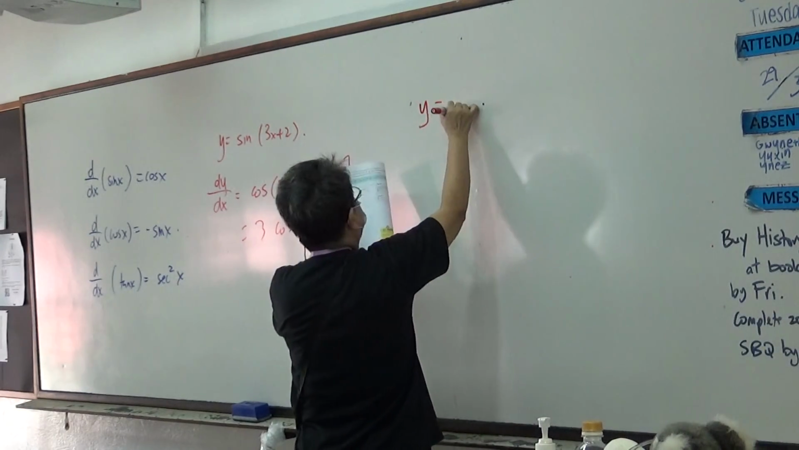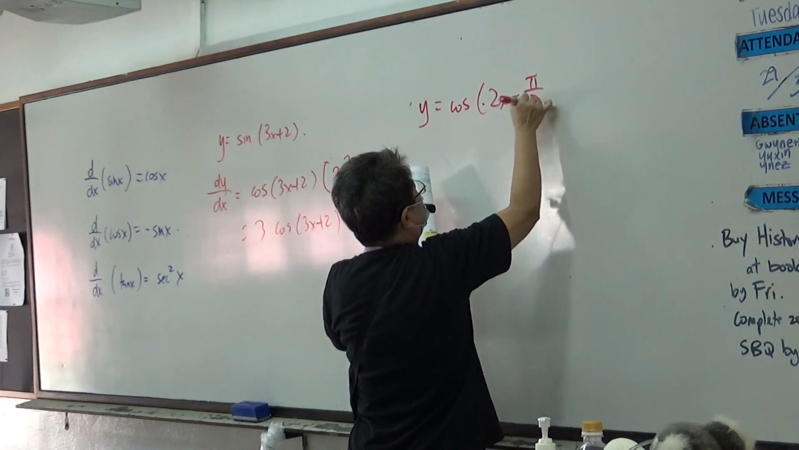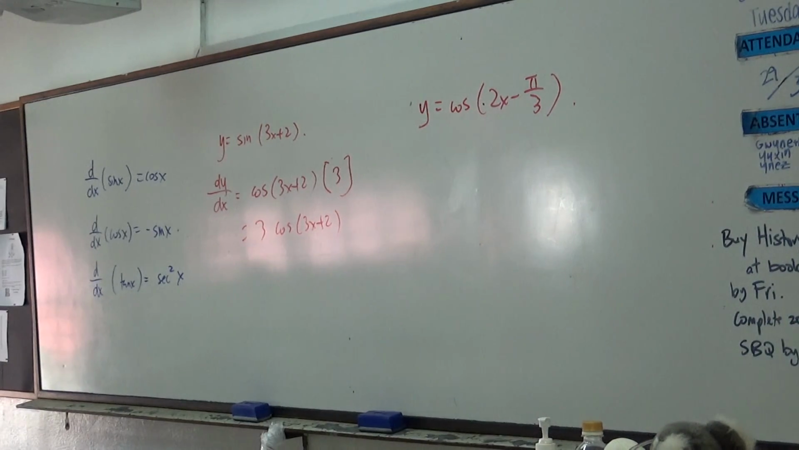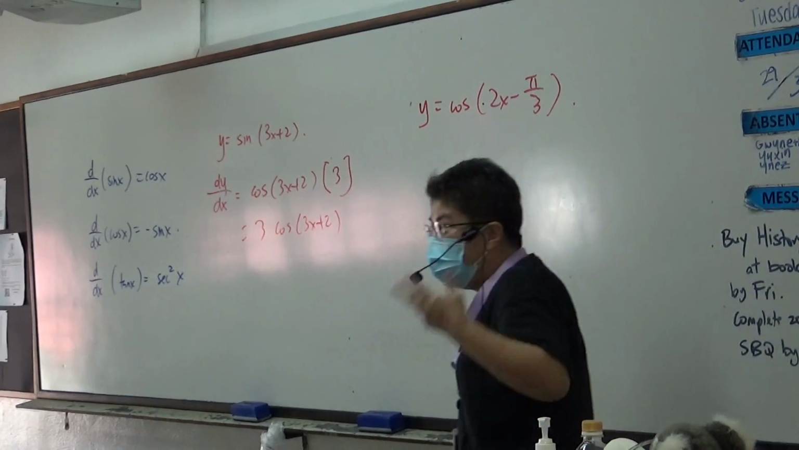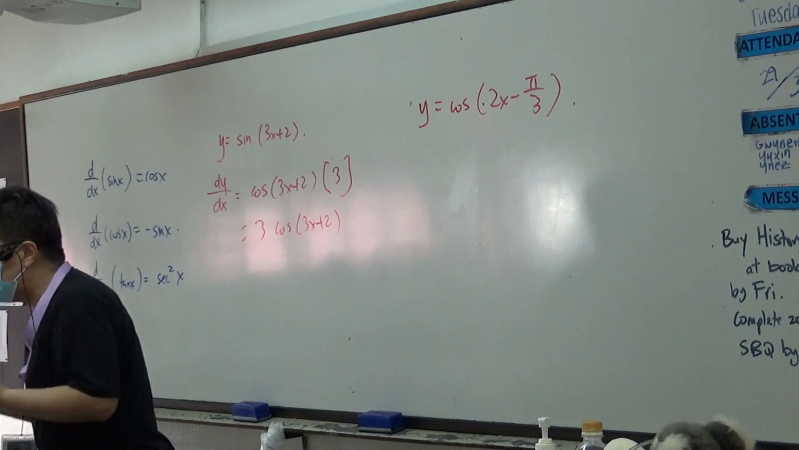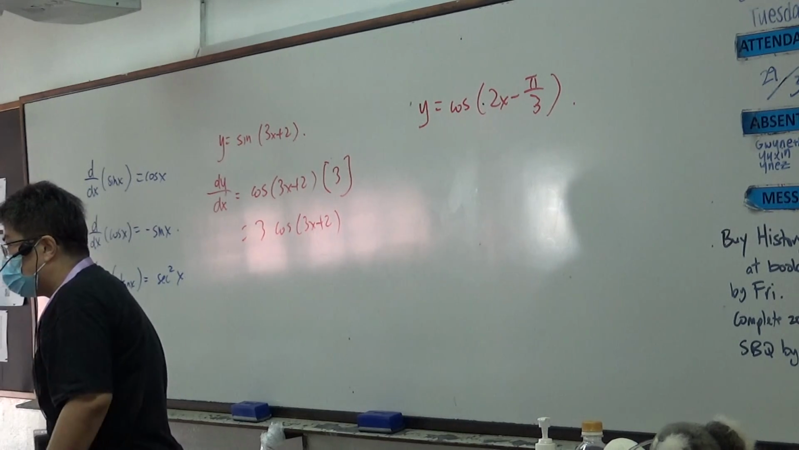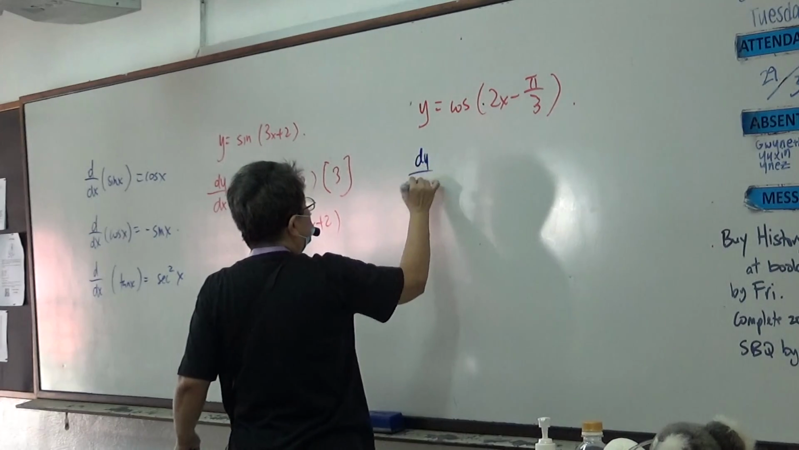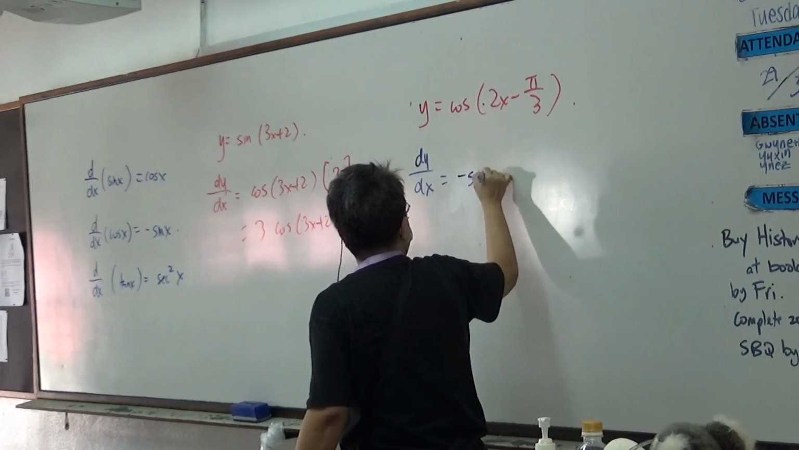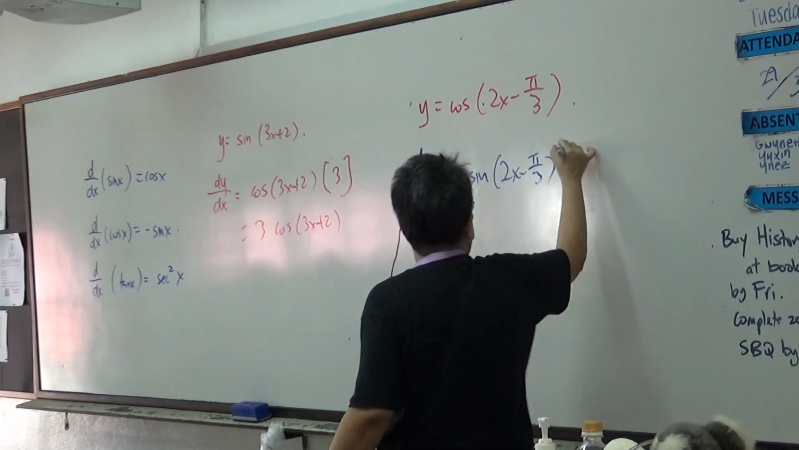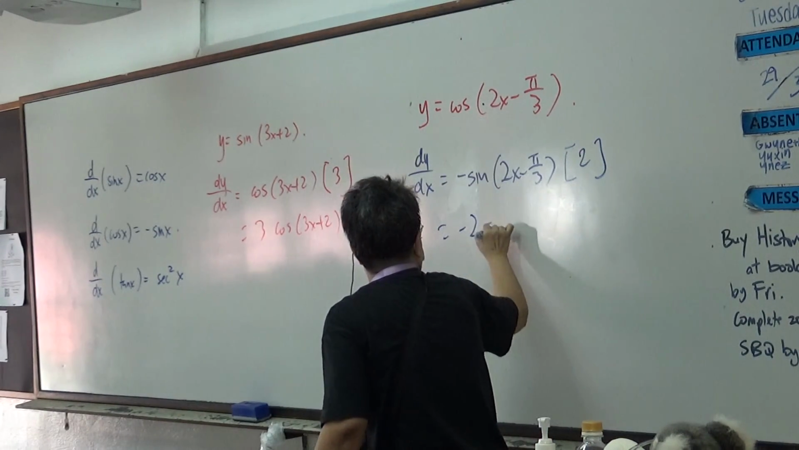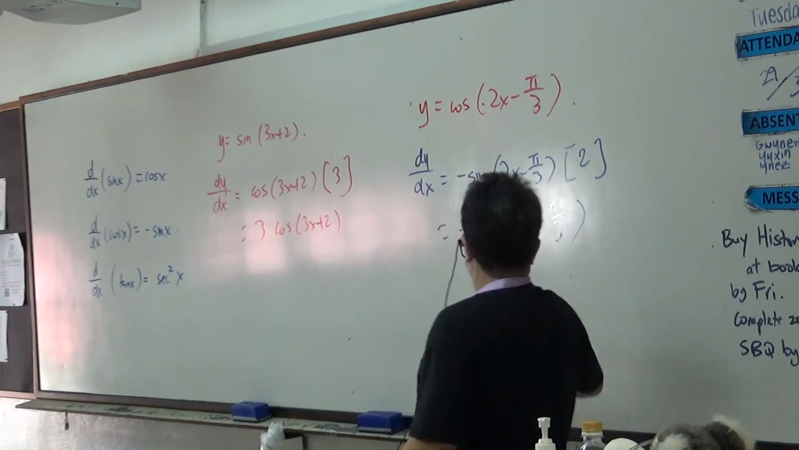This is not the worst. This one shows big one. I want ladies and gentlemen to wake up and know that pi over 3 is actually a constant. It's a number. Okay? Don't go and differentiate with respect to pi. Rubbish. Okay? Now, dy/dx, cosine differentiates to become what? Negative sine. Very good. Differentiate inside. 2. Very good. Like that, that's all finished.